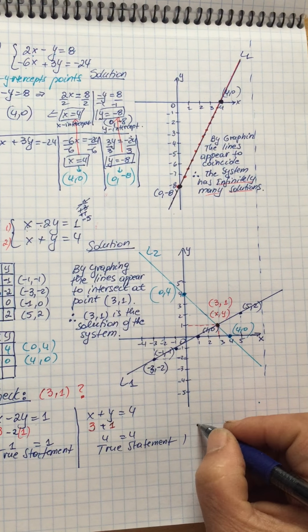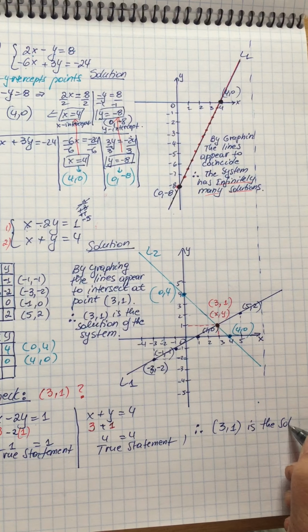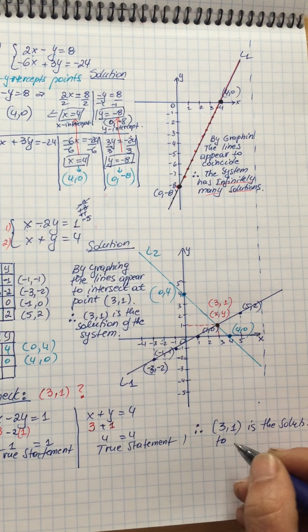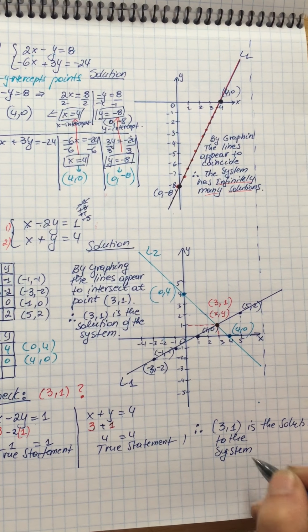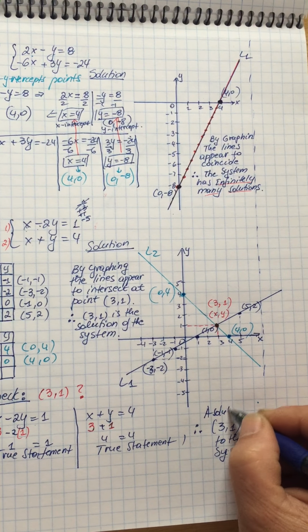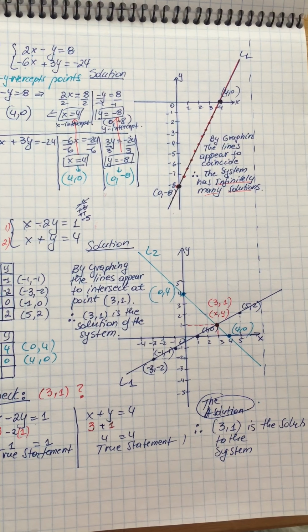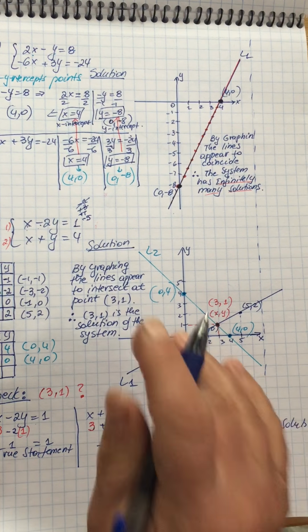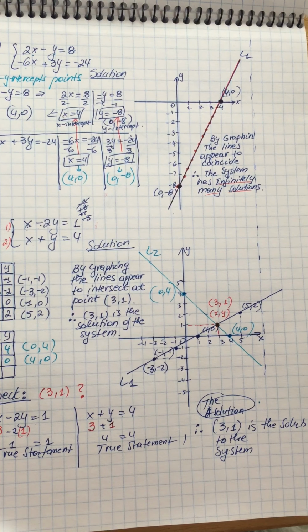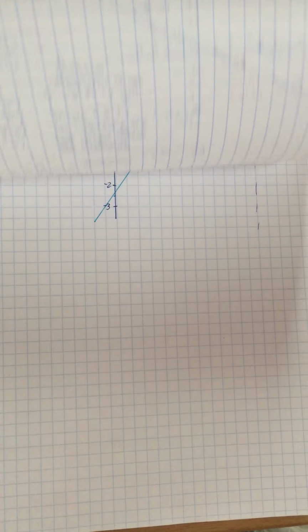Therefore, 3, 1 is the solution to the system. Now I'm done. So the graphing method is very easy. Draw the lines, observe the lines, and the lines will tell you the truth, if the system has a solution or not. We know that the points on the lines are solutions of the equations that are in the system.